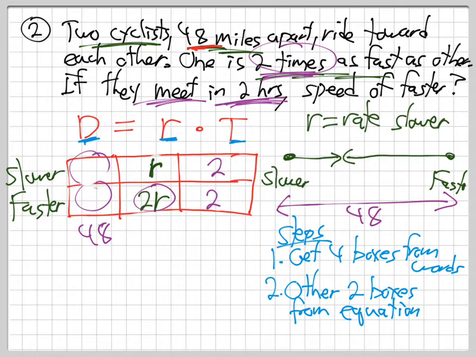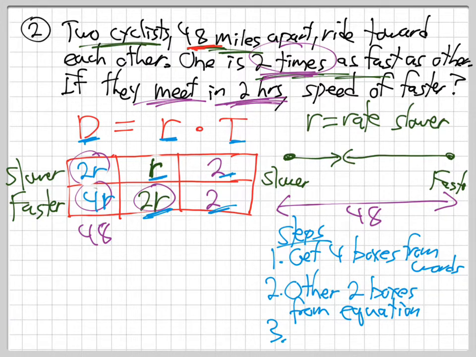So what's going to go? R box times T box is going to be 2R, isn't it? And R box times T box, 2R times 2, 4R. So you get the other 2 boxes from the equation. Does that make sense? You get 4 from the words and the other 2 from the equation. I got 4 boxes from the words, and then the other 2 from the equation. D equals R times T.